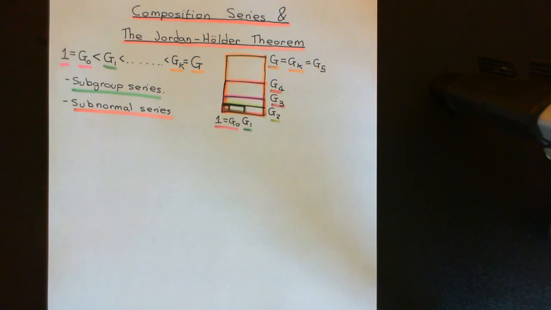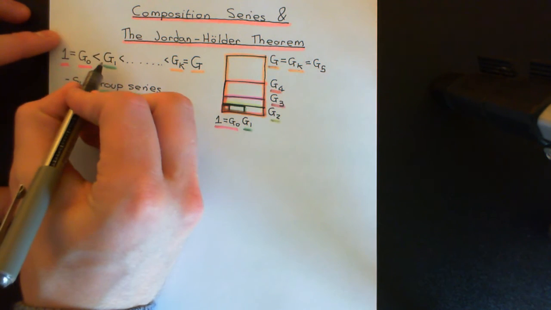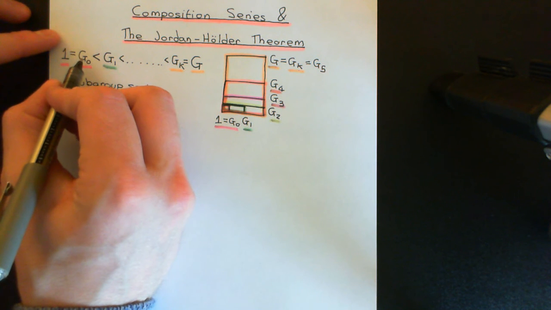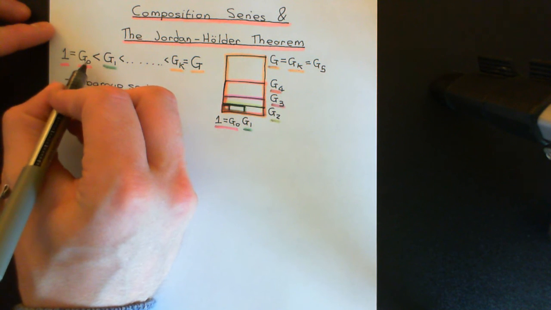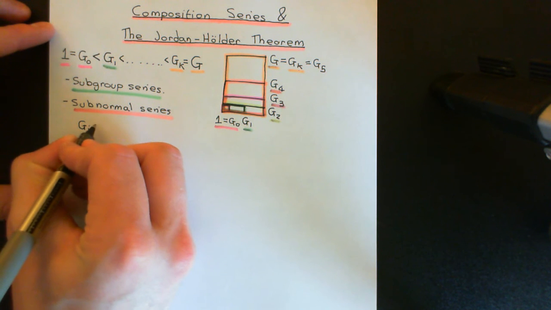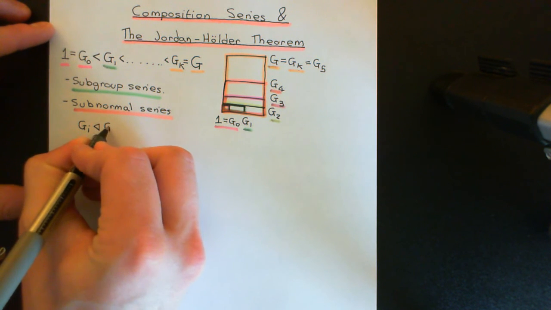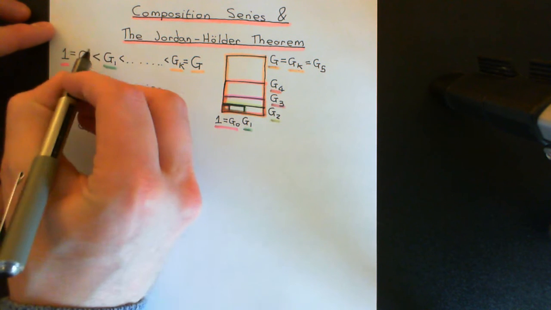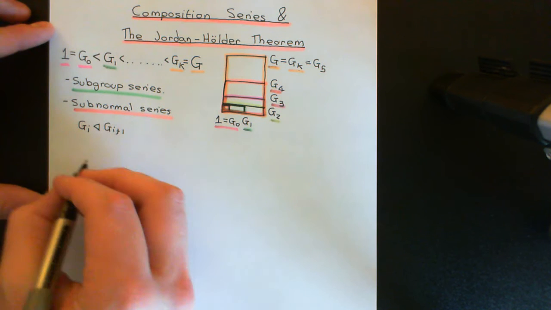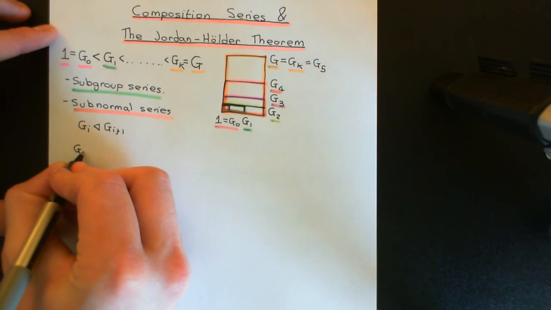A subnormal series is a subgroup series, but in addition to just being any old subgroup series, it has to be the case that each one of the subgroups in this subgroup series has the subgroup before it as a normal subgroup. It has to be the case that Gi is a normal subgroup in Gi plus 1. So we could replace all of these symbols here now with normal subgroup symbols, and indeed I'll just do that in a moment. I'll do it here.